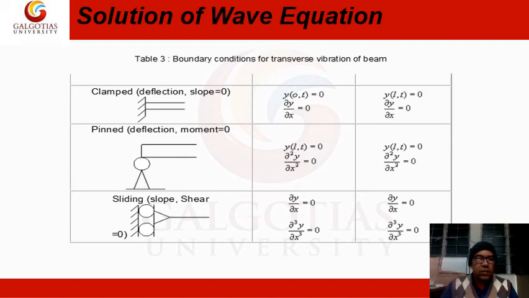So for the slider, slope and shear will be 0, so dou u upon dx will be 0, and dou cube y upon dx cube will be 0 at the right hand side, and here du upon dx will be 0, and dou cube y upon dx cube will be 0 at the right hand side.